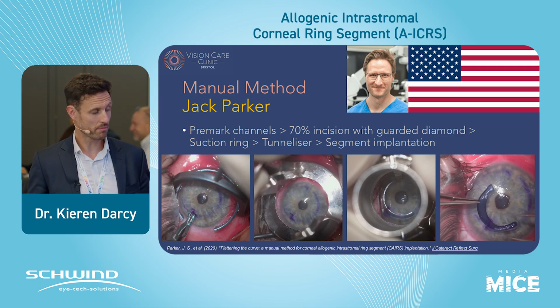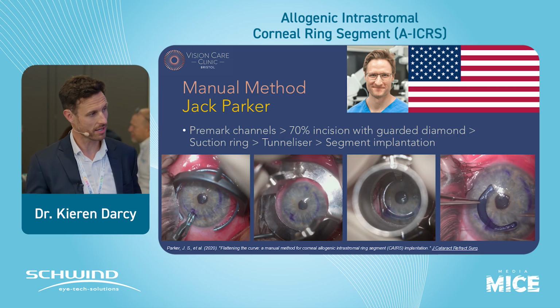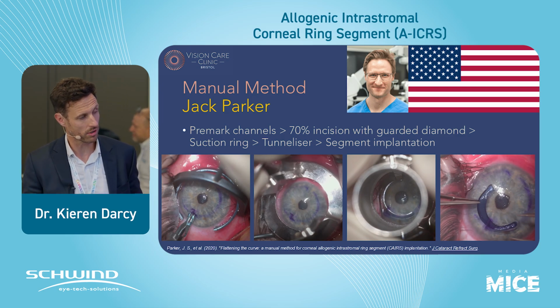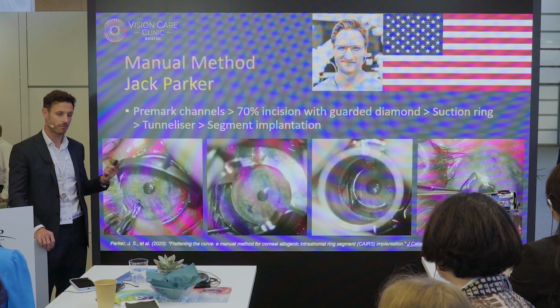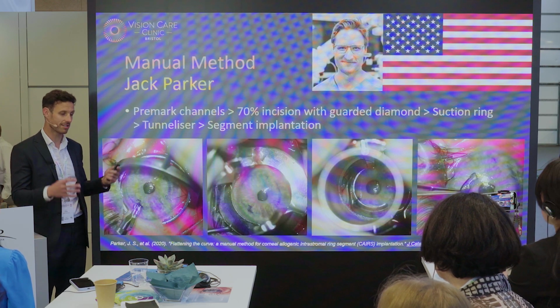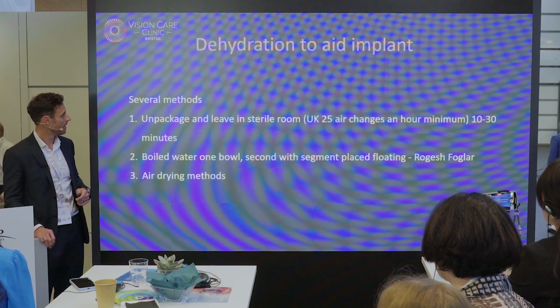and then doing a manual trephination in the cornea. But we know there are problems with this, that you can end up with superficial placement, you can end up with perforations, and you can end up with the problems that we all know about from the other rings. But then he dehydrates, which is a great way of actually implanting this tissue, because the dehydration shrinks it and it makes it far easier to put in. But we'll talk about that in a second.